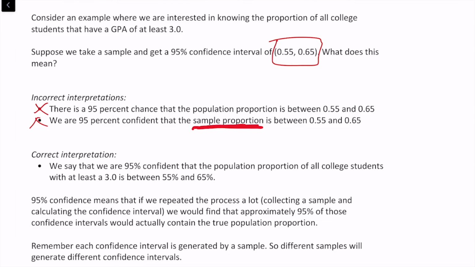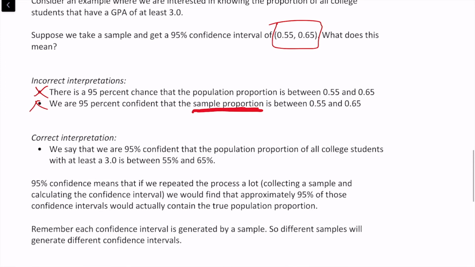So what is the correct interpretation? It is this. We say that we are 95% confident that the population proportion of all college students with at least a 3.0 is between 55% and 65%, or 0.55 and 0.65, either one. So the key here is that we are saying that we are 95% confident. We're not saying there's a 95% chance or any of that. We're just saying we are 95% confident.